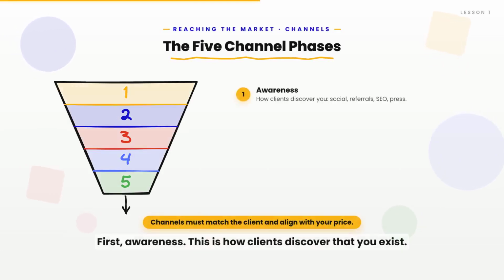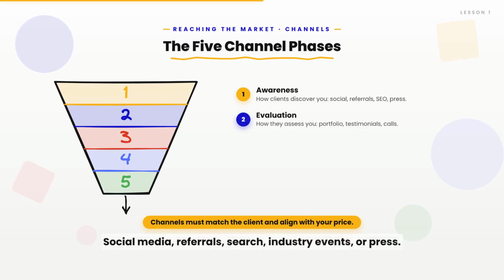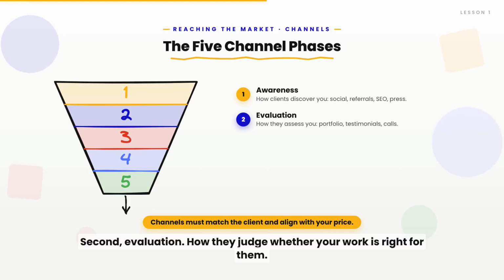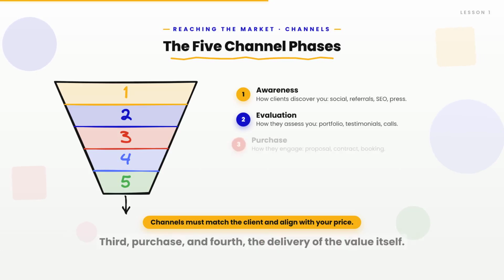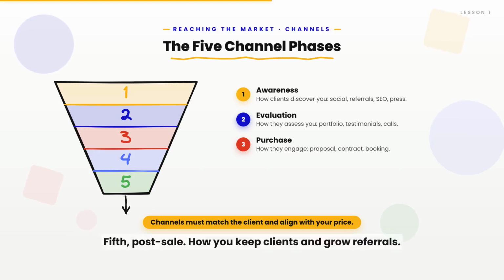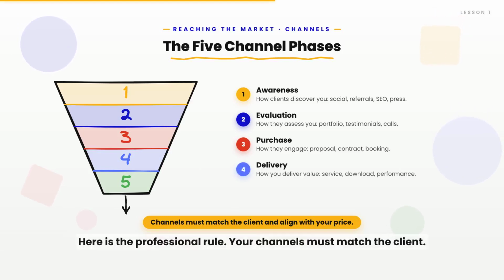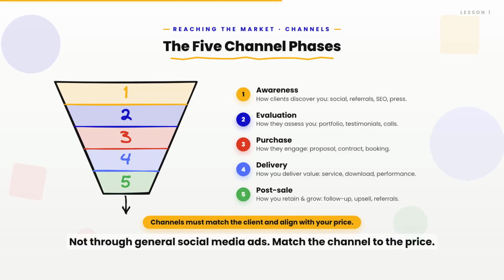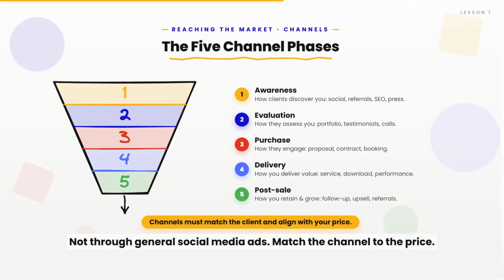They move through 5 distinct phases. First, awareness. This is how clients discover that you exist. Social media, referrals, search, industry events, or press. Second, evaluation. How they judge whether your work is right for them. Third, purchase, and fourth, the delivery of the value itself. Fifth, post-sale. How you keep clients and grow referrals. Here is the professional rule. Your channels must match the client. A high-end architectural photographer reaches architects at conferences, not through general social media ads. Match the channel to the price.